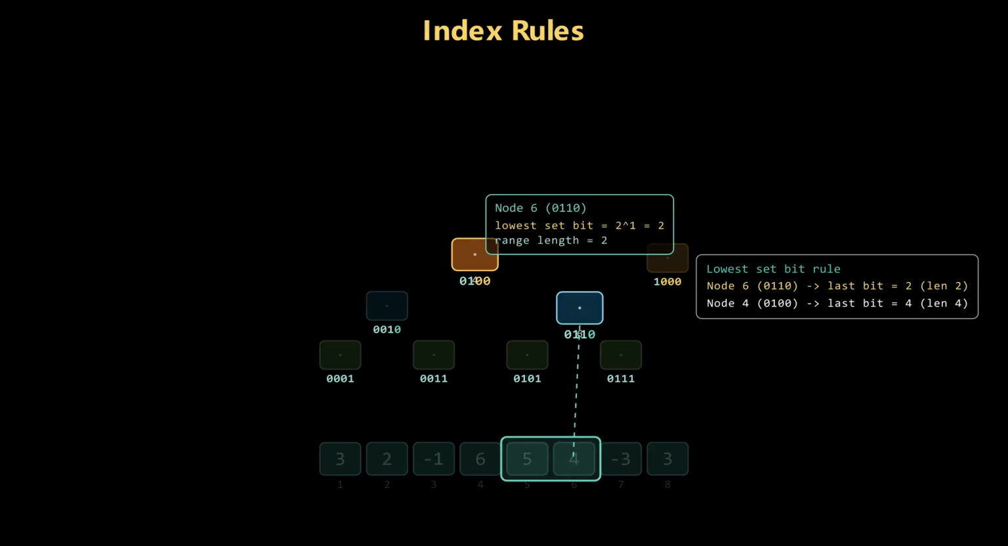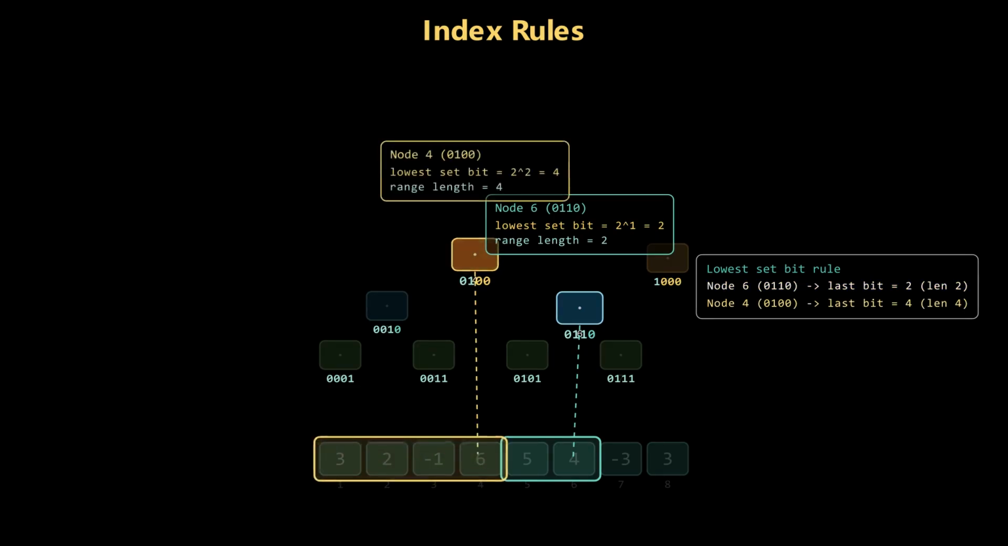Index 6 is binary 0110. Its lowest set bit is 2, so it covers a range of length 2 ending at 6. Index 4 is binary 0100. Its lowest set bit is 4, so it covers a range of length 4 ending at 4.